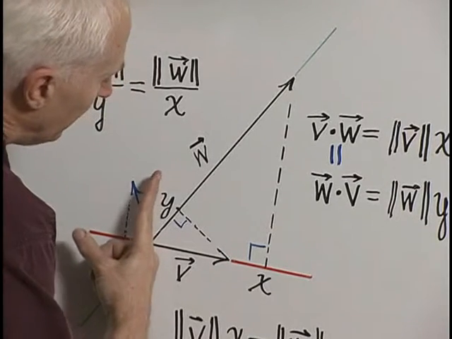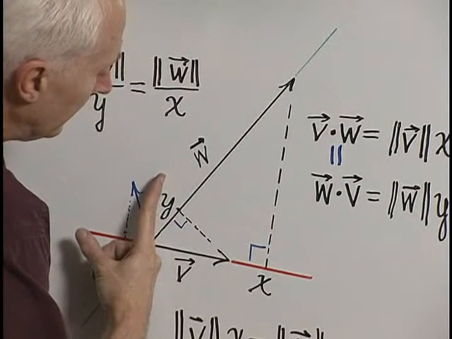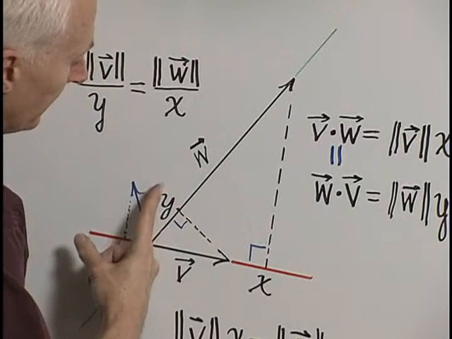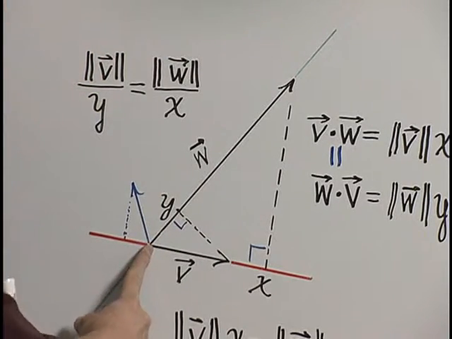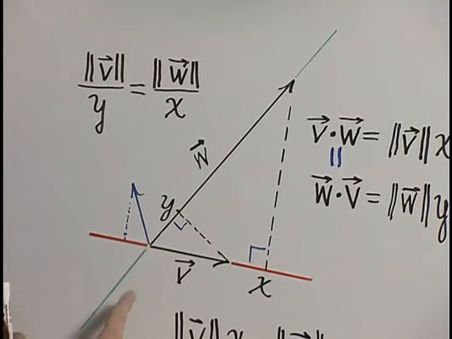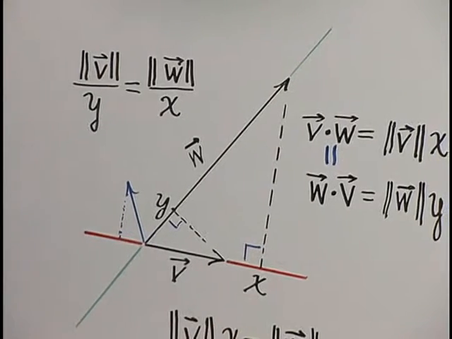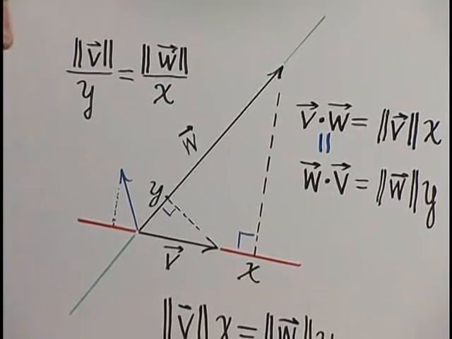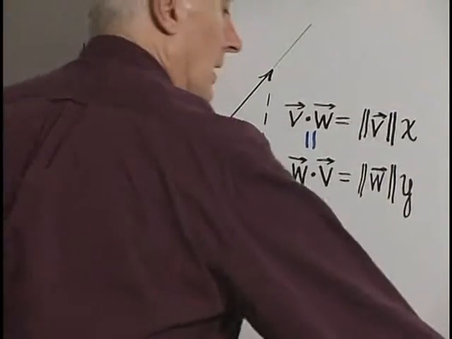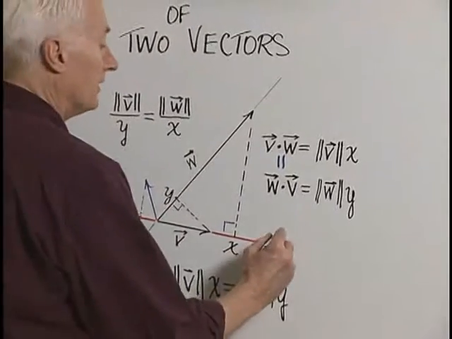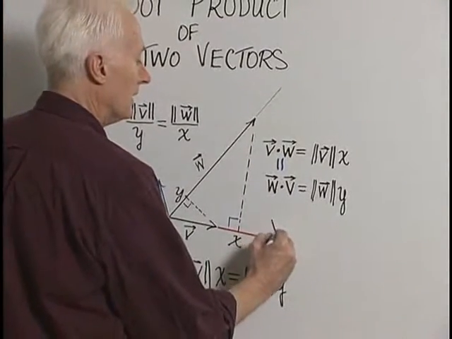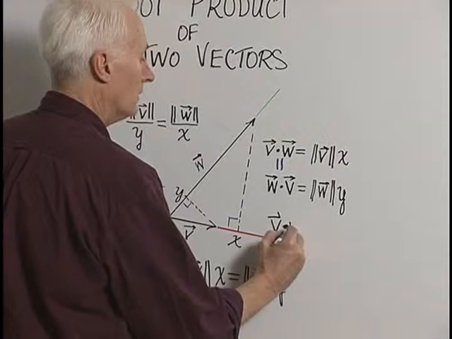Moreover, if the other vector were to point perpendicular to v, when I dropped the perpendicular down to the line through v, it would hit right at the 0 point. x would be 0, and the dot product is 0. So that's one of the most useful properties of the dot product: when I take the dot product of perpendicular vectors, I get 0.